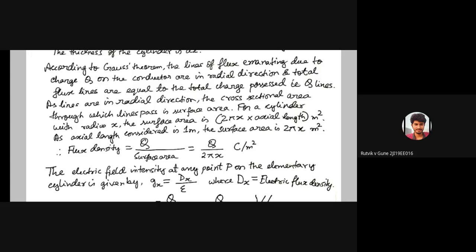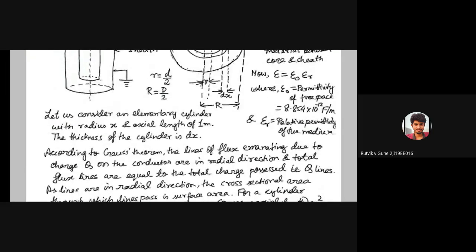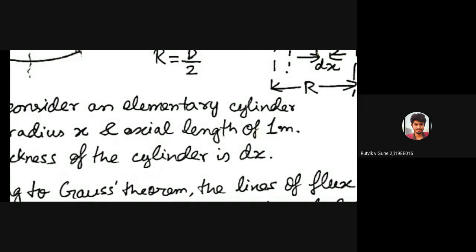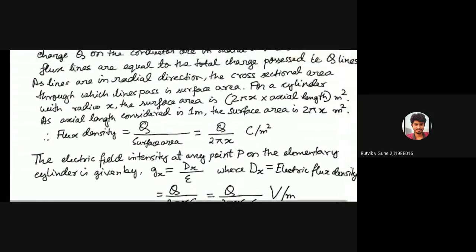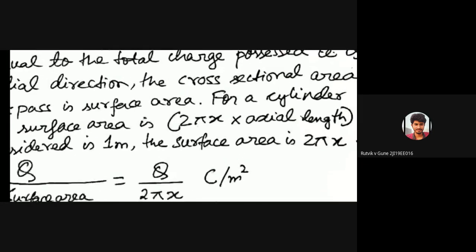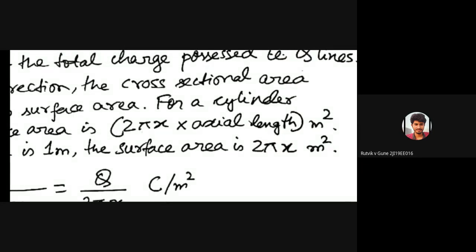Now this axial length we have considered as 1 meter for this elementary cylinder. So if I put the value 1 here, 2 pi x into 1 will be 2 pi x only. So 2 pi x meter square is our surface area.